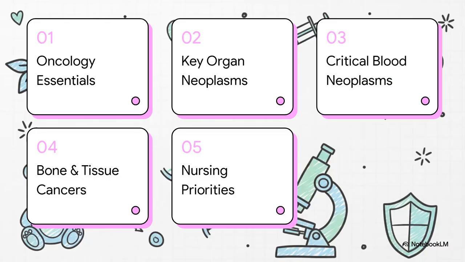Okay, so here's our game plan for this review. We'll kick things off with the big picture, the essentials you gotta know. Then, we'll zoom in on specific cancers. We're talking organs, blood, and bones. And finally, we'll wrap it all up by connecting the dots with the nursing priorities that really apply across the board.